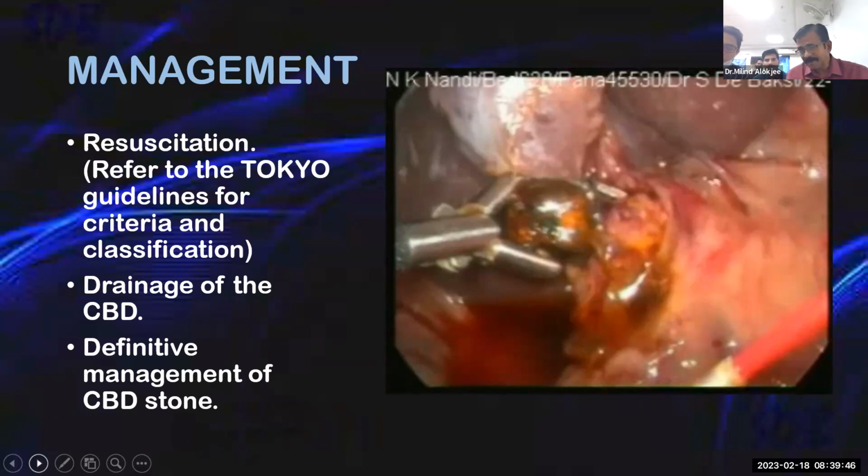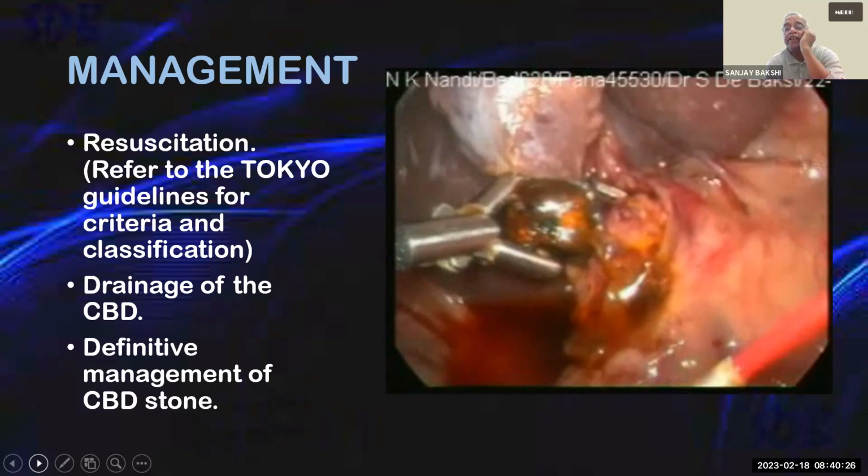Either a Fogarty balloon catheter or a choledochoscope will come next. Next, Fogarty balloon. Irrigation is done, Fogarty balloon is done. Then you can use a Dormia basket catheter straightaway, or you use the choledochoscope. Yes, sir. Or some people use a rigid ureteroscope, through which you can irrigate and pass a Dormia basket catheter and extract the stone.